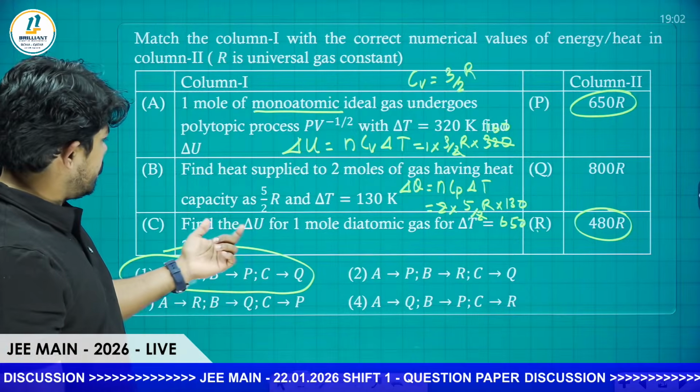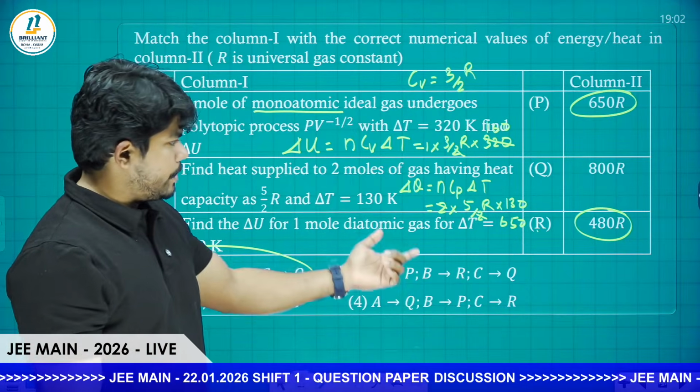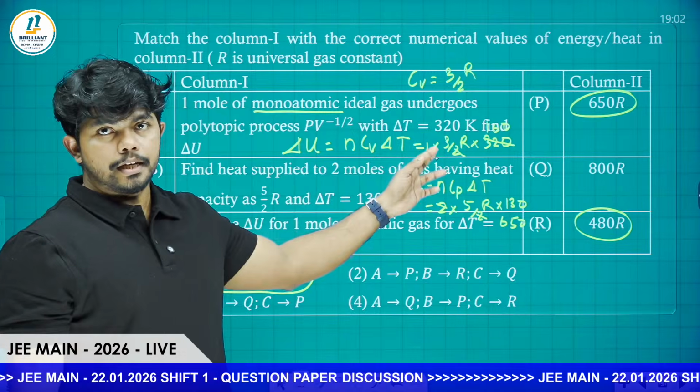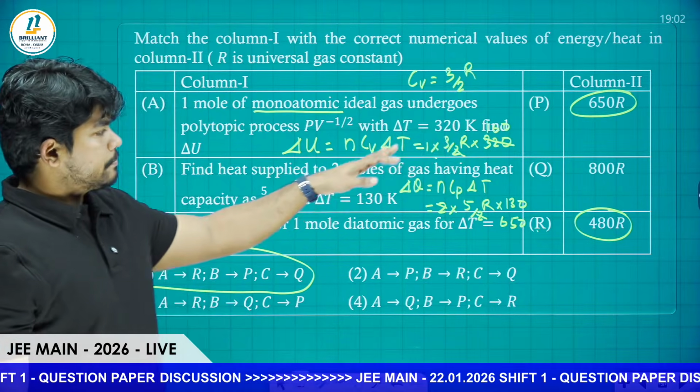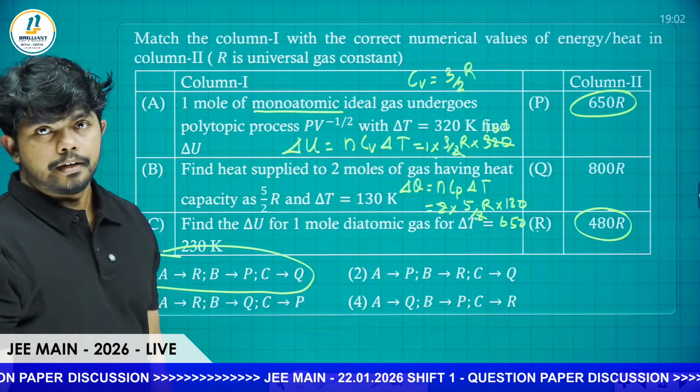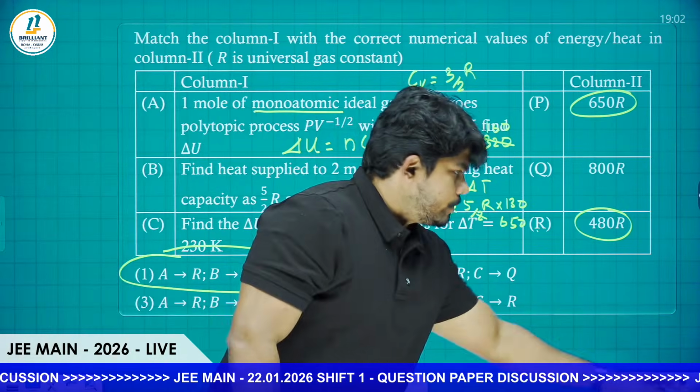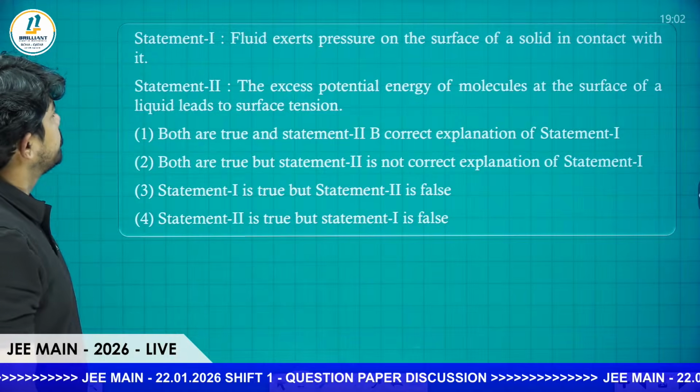That can also be done, like we have to find it for a diatomic gas. Again, we use nCV delta T. For diatomic, it will be 7 by 5. We can substitute and we will get 800 R. Okay, so in this way we can solve this.